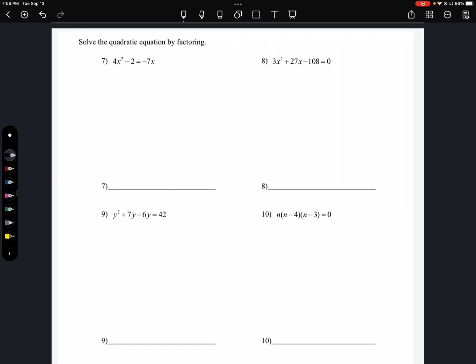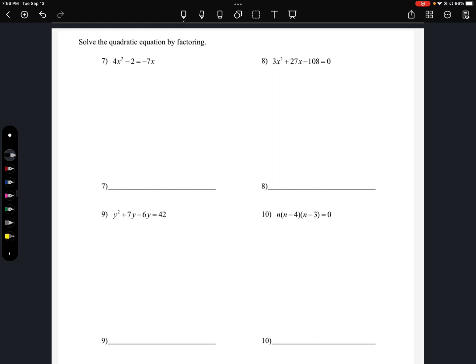This is the video for the Chapter 1, Part 2 quiz review. This is problems 7, 8, 9, and 10. The directions are to solve the quadratic equation by factoring.